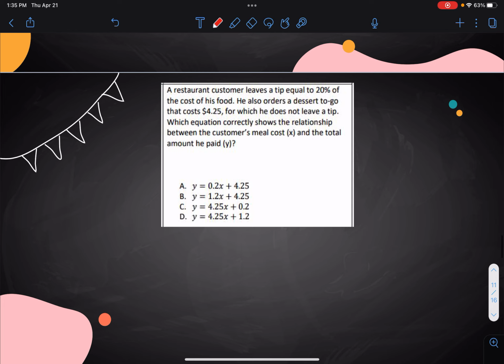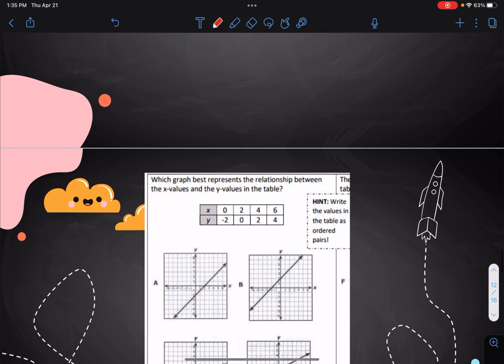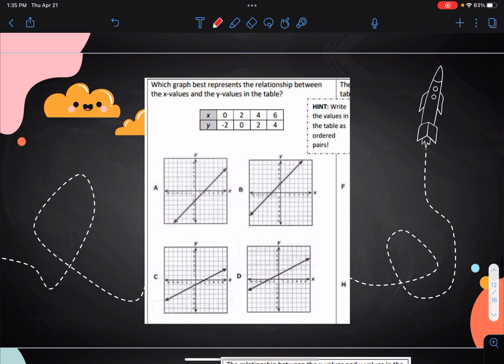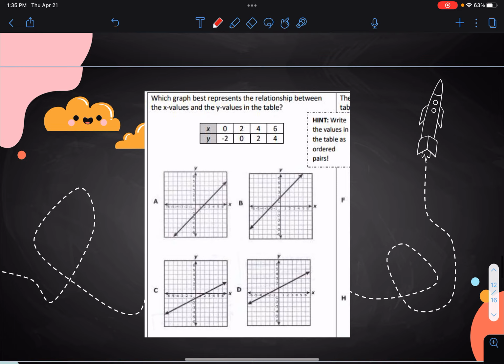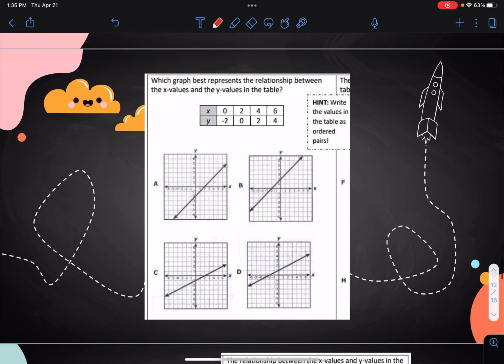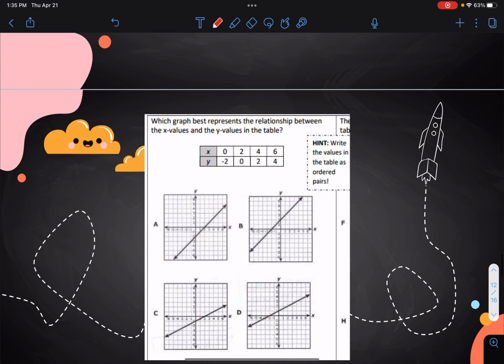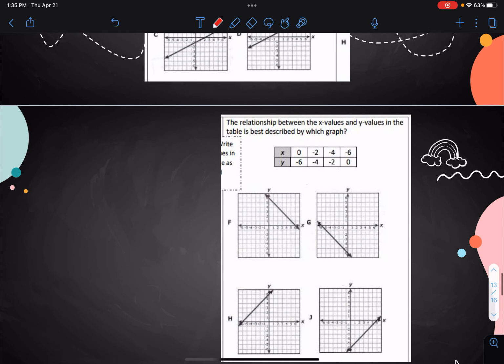And then this is your you do, which is the same. Here, you're just matching up your graph to your table. So you have to find the points from the table on the graph. So you're going to take them and plot them on the graph and make sure that all the points land on the line. Whichever one has all the points landing on the line, then that is your correct answer. Okay? Same thing for this one.